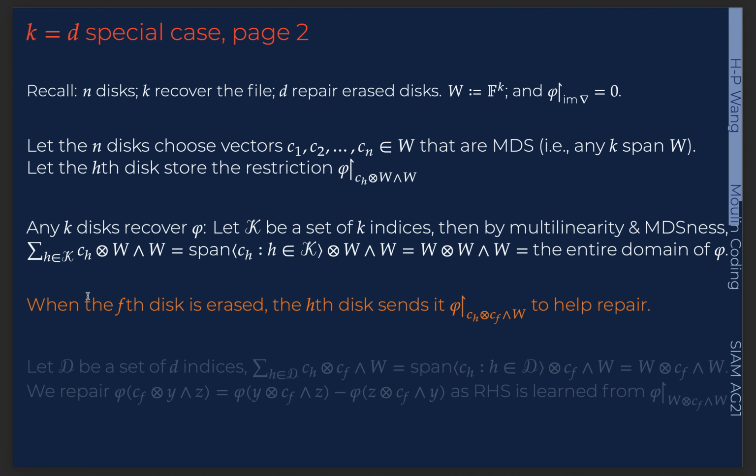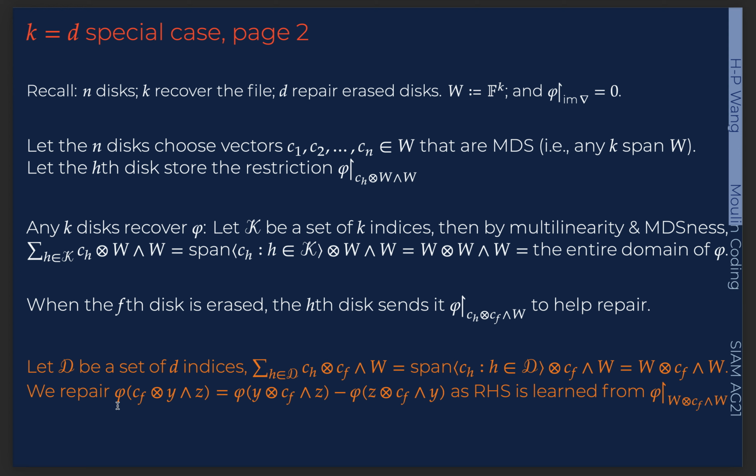Okay, so now we assume that the F disk is erased and we want to reconstruct it. To do that, the H disk will send it the restriction of phi to CH tensor CF wedge W, where the W here is replaced by CF. We now let D be a set of d indices. Then the summation of CH tensor CF wedge W is equal to the span of CH over H in D tensor CF wedge W, which is equal to W tensor CF wedge W.